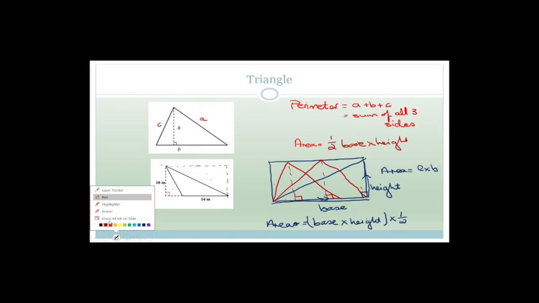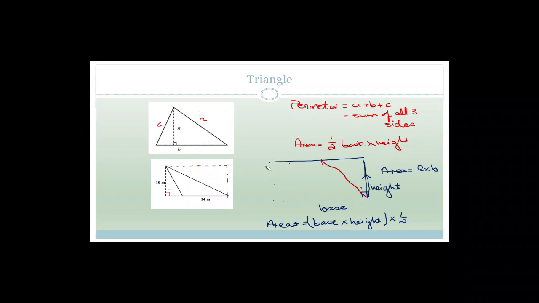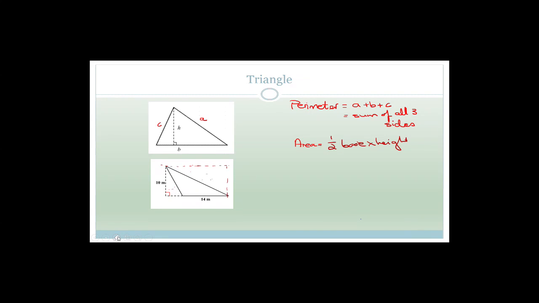So if we had to do an example, let's just erase some stuff here. So if we had to look at this example, the second drawing on this page. The area is going to be a half. The base is 14, multiplied by the perpendicular height, which is 10, which is going to be 7 times 10, which is 70 units. In this case, it is meters. And remember that your area is always measured in meters or units squared. So in this case, it's meters squared.